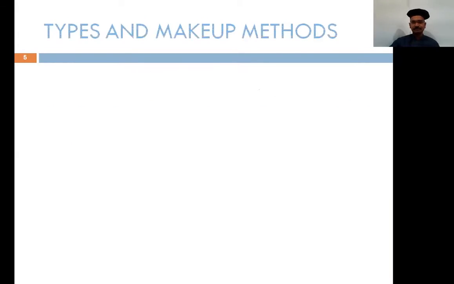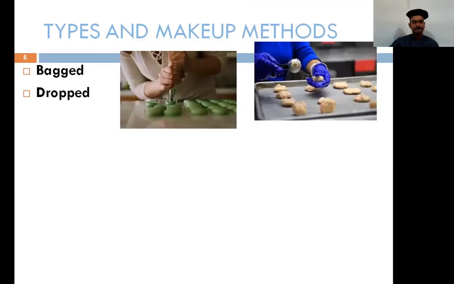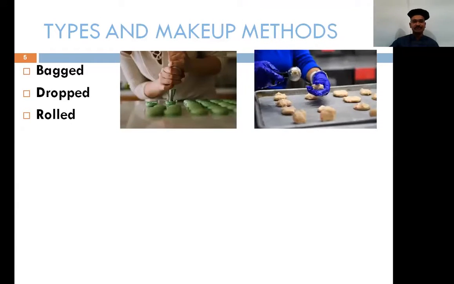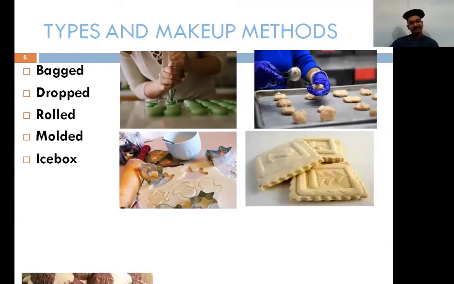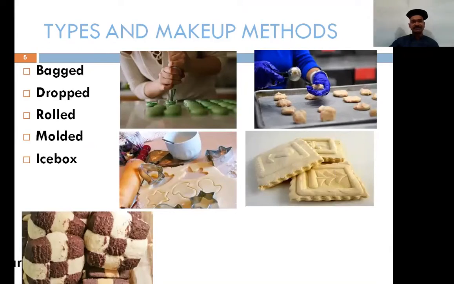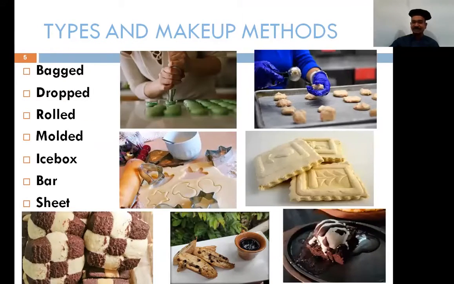So let us talk about what various types of cookies are found in any bake shop. Number one, you get to see baked cookies. Number two, dropped cookies. Number three, rolled cookies. Number four, molded cookies. Number five, icebox cookies. Number six, bar cookies. Number seven, sheet cookies. Now, all these cookies, in my forthcoming slides, I will be taking one by one.